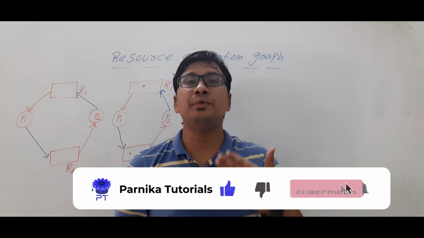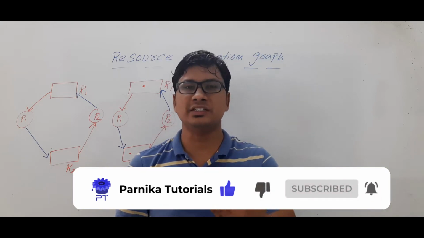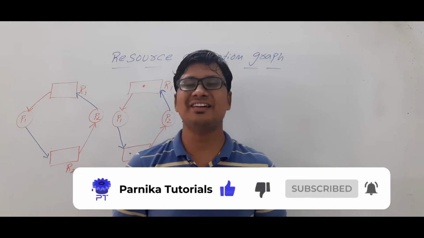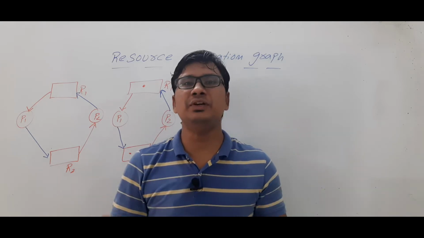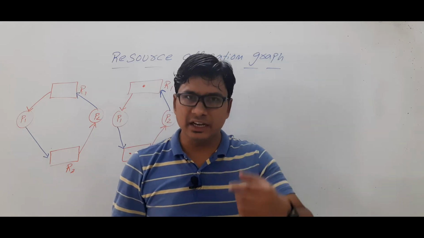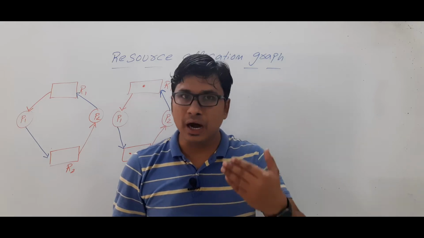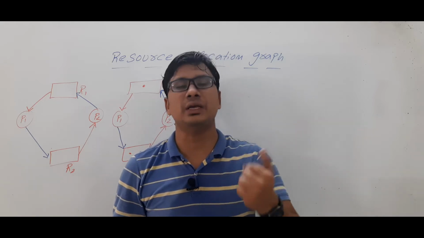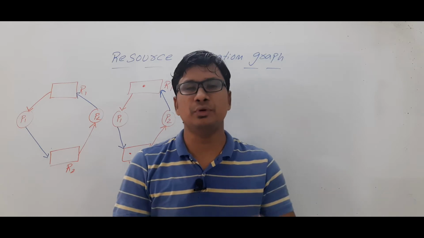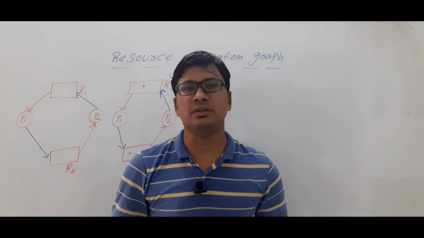In this video, I want to discuss the resource allocation graph in detail. So I request everyone to watch the complete video for better understanding. In a resource allocation graph, you have two types of vertices and two types of edges. First, let me discuss the vertices, and then I will discuss the edges.